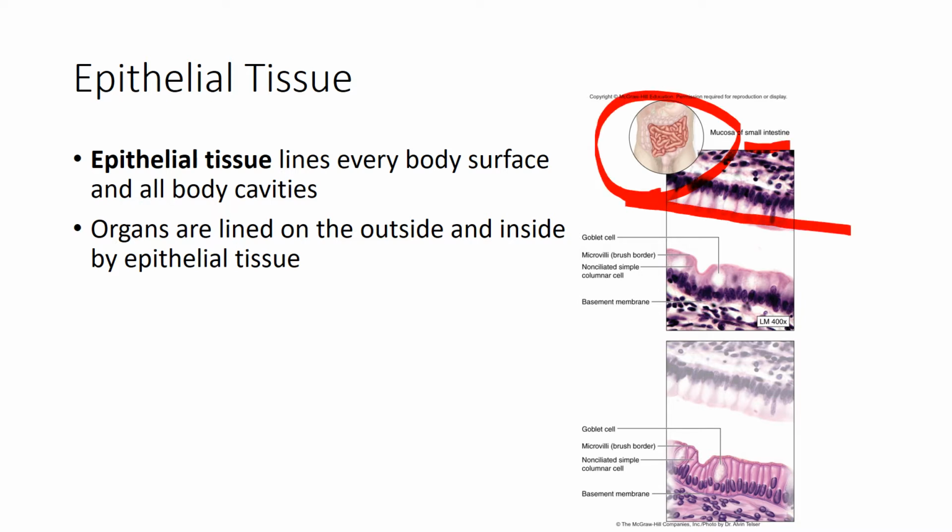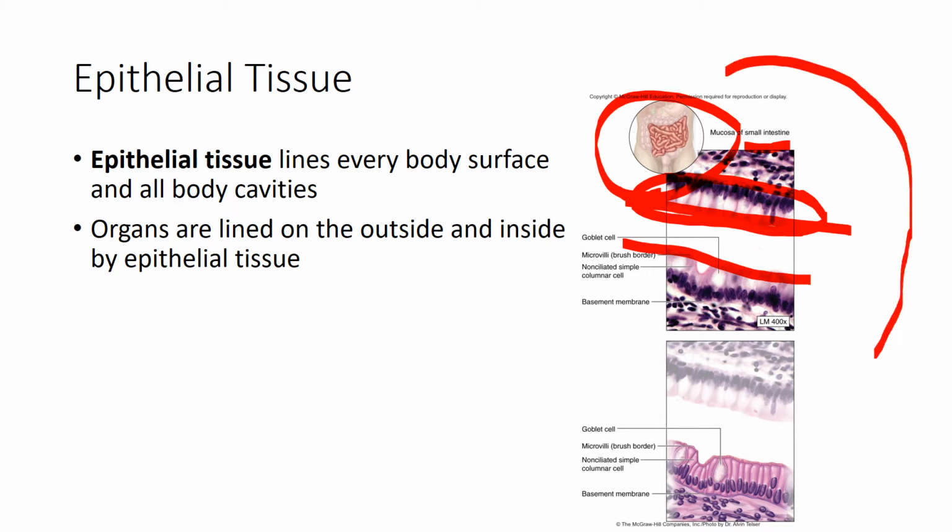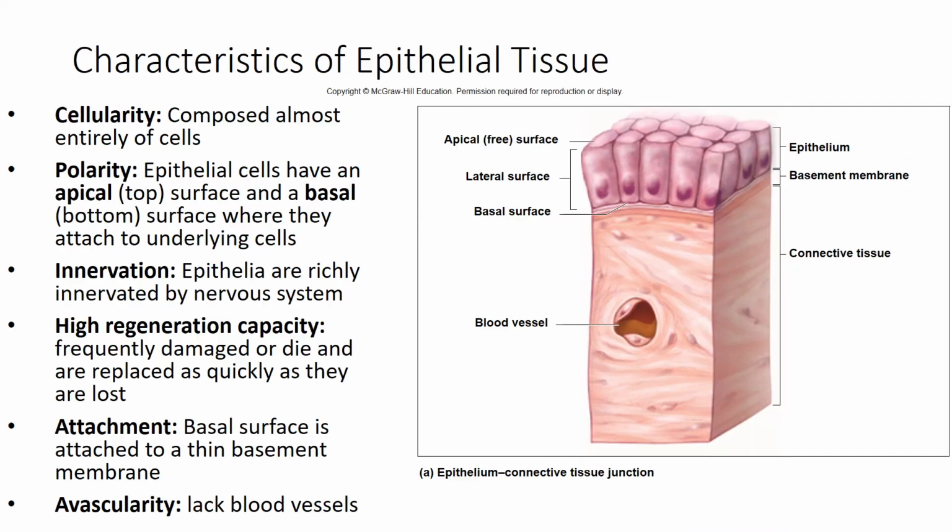Here we have the inside of the small intestine, and so this is going to be formed by epithelial tissue here. Okay, and then also what you can't see is on the outside, which would be around here, this would also have lining of epithelial tissue. Also, a lot of our different glands are going to be derived from this epithelial tissue, and unlike connective tissue, here we'll have little or no extracellular matrix. So this will make more sense when we talk about connective tissue. So let's cover the 6 characteristics of epithelial tissue.